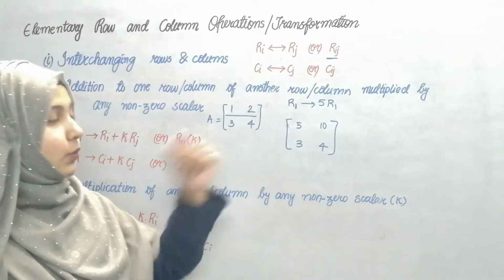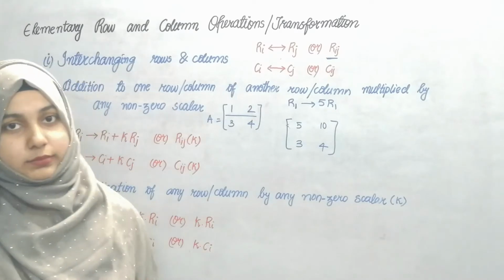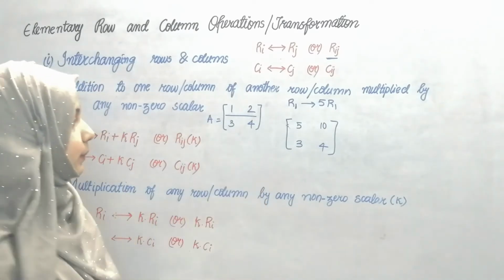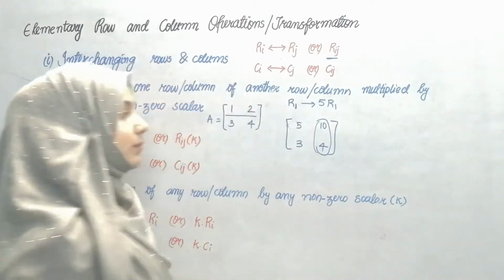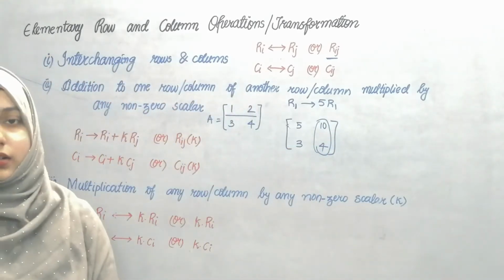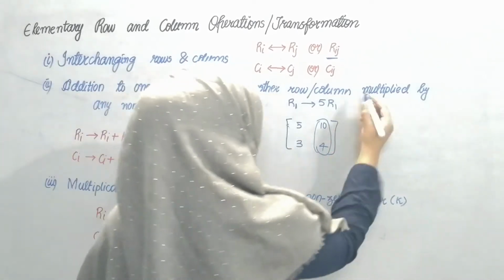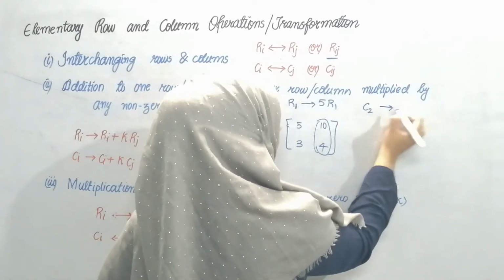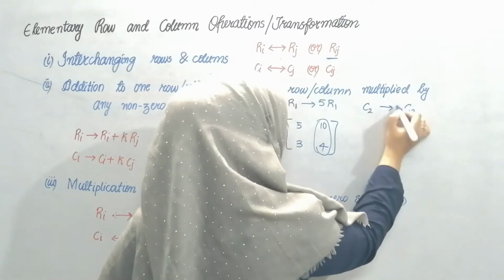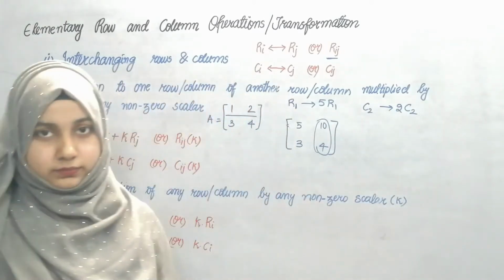Okay. Same thing if you want to multiply a column with some number. Suppose you want to multiply the second column. This is your second column, right? If you want to multiply the second column with suppose 2. Okay. So how you will write? You're going to change the second column. What are you doing to it? You're going to multiply the second column with 2.